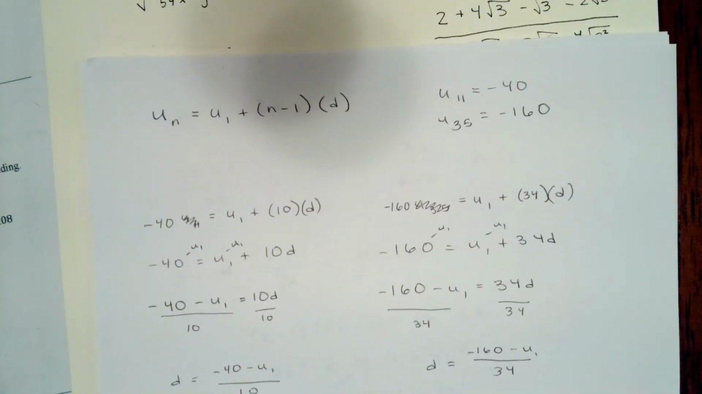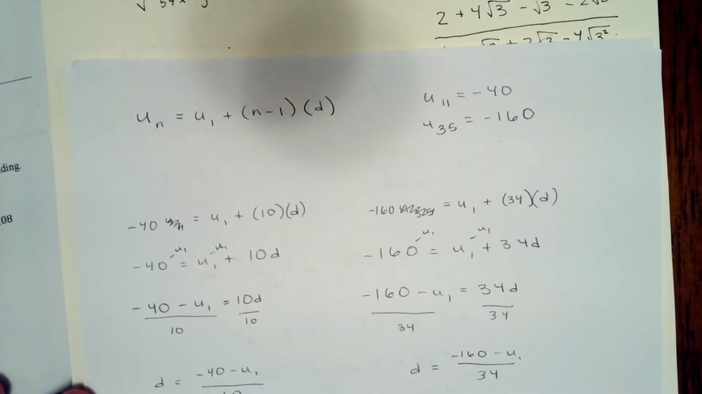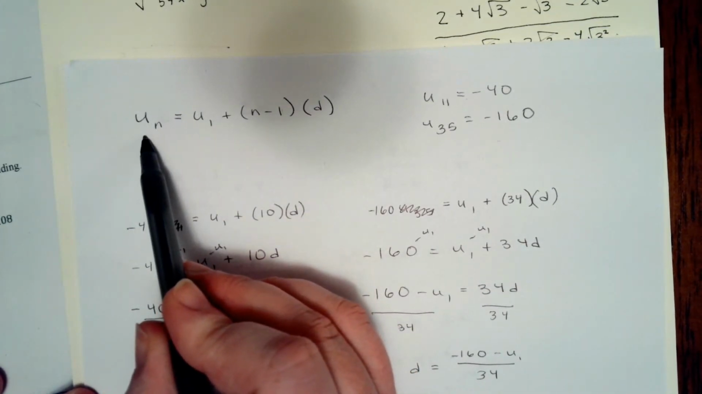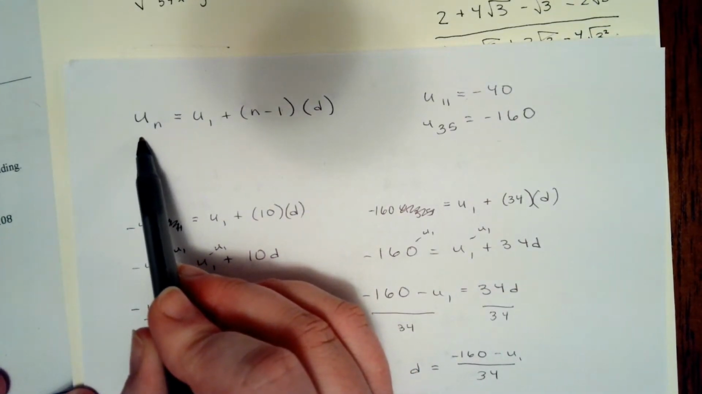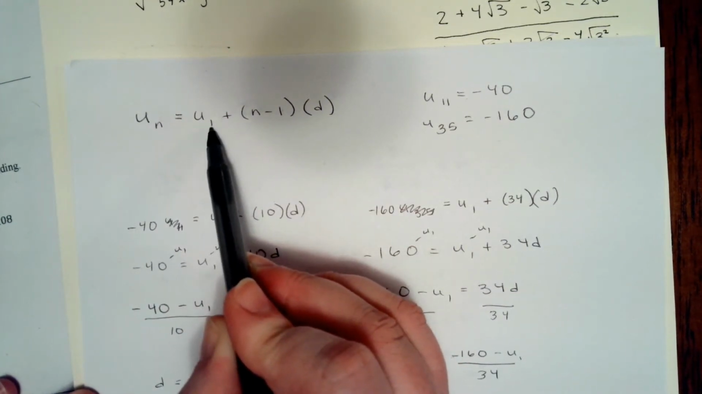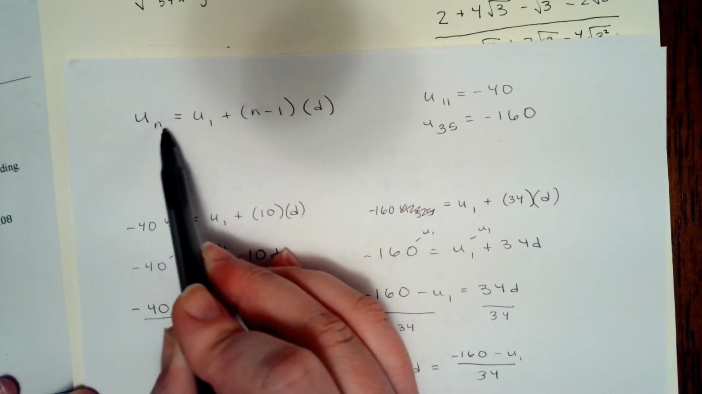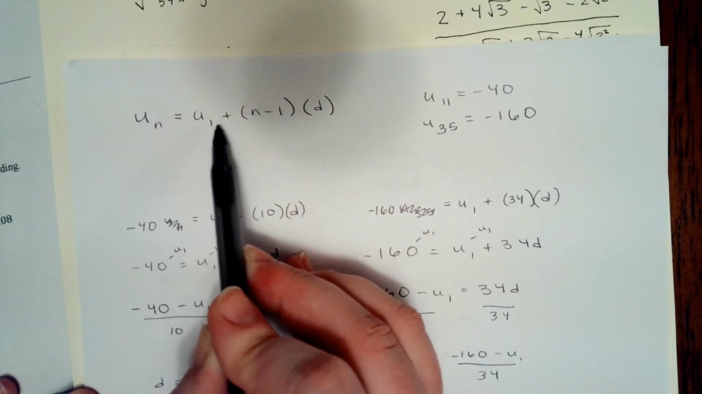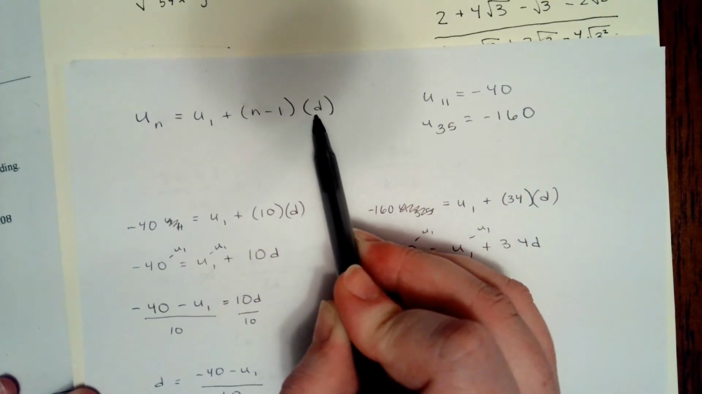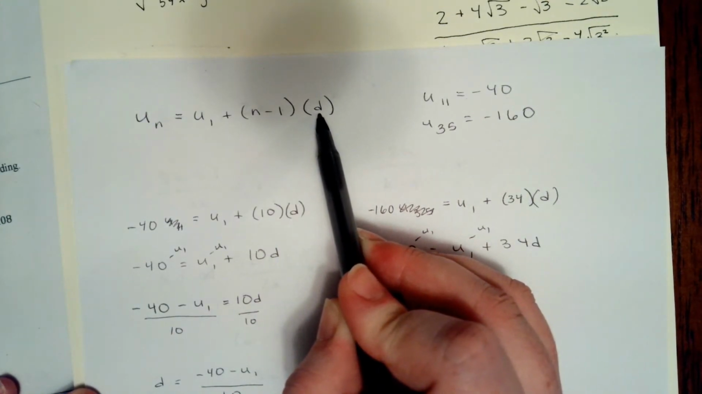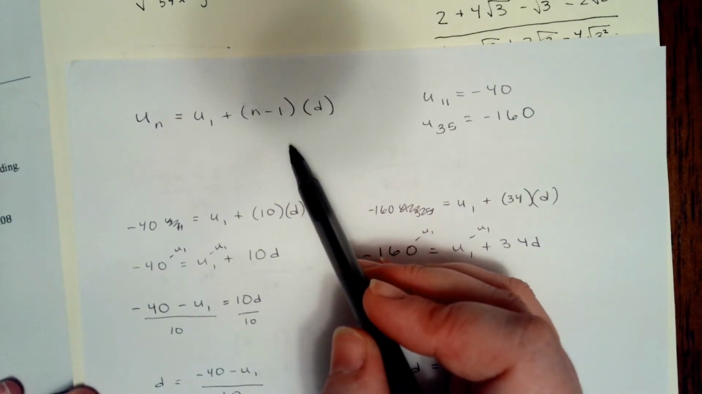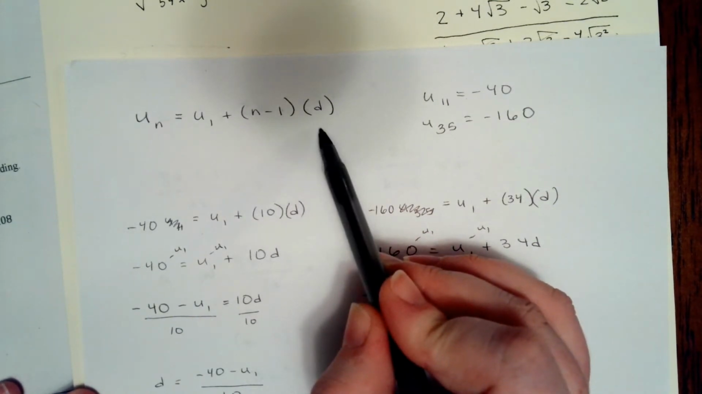All right, so we've solved problems for arithmetic sequences. We know what our generic formula for these sequences is. U of n equals U of 1, so this would be the nth term, and this is the first term, plus n minus 1 times d, or our difference. Okay? And for this particular problem, we're solving to find out what our formula is.